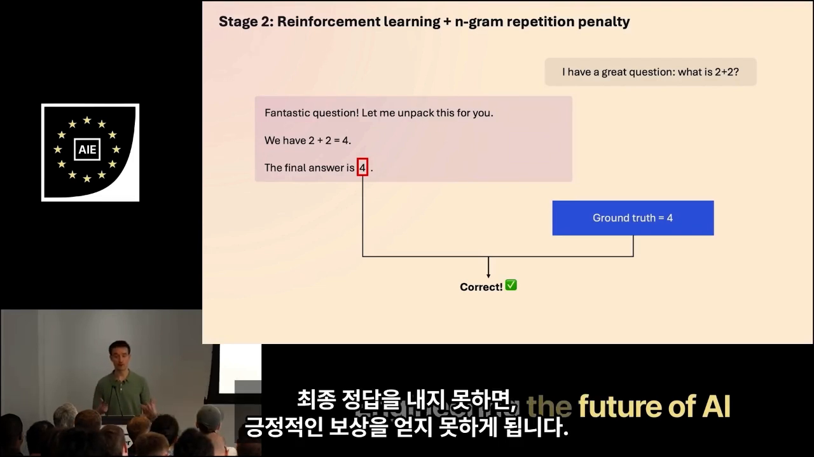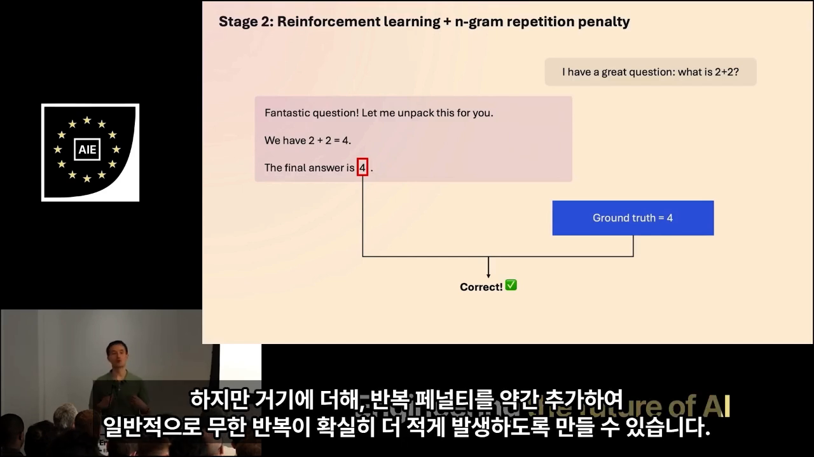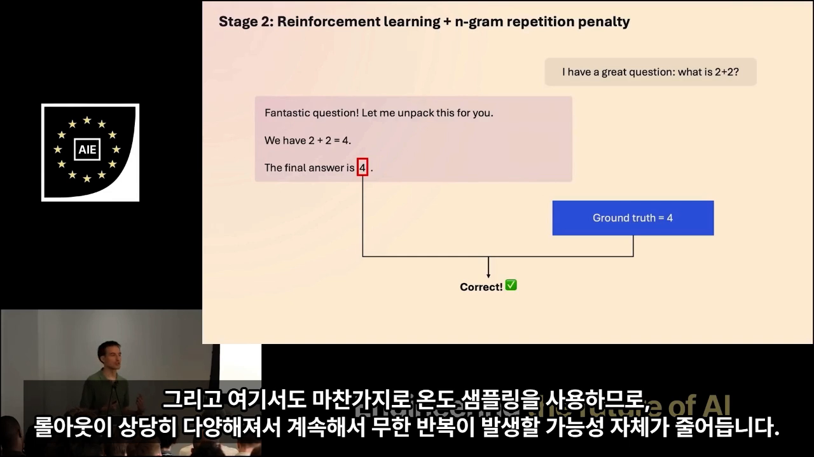If you do not have a final answer, you won't get a positive reward. So this is already being taken care of during reinforcement learning with verifiable rewards. But on top of that, you can add a bit of repetition penalty to make sure that you generate fewer doom loops in general. And same thing, we also use temperature sampling here, so the rollouts are also quite diverse, and it is less likely that you are going to get a lot of doom loops all the time.